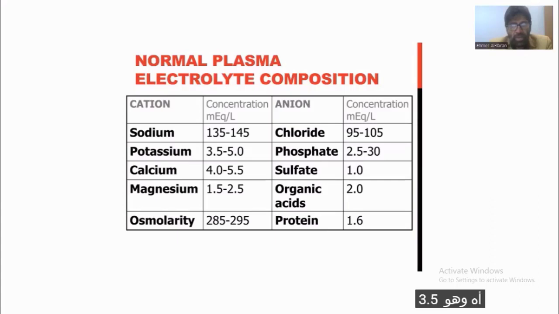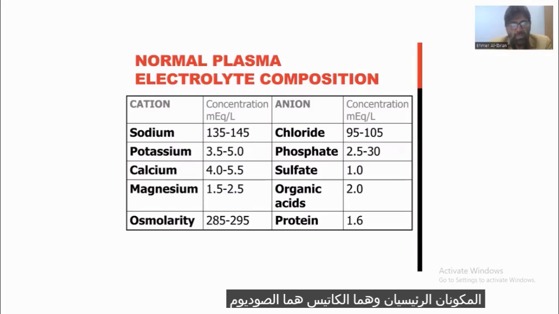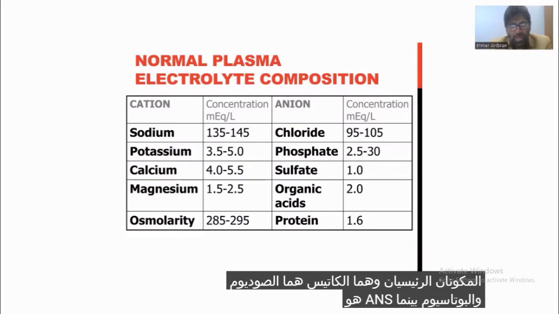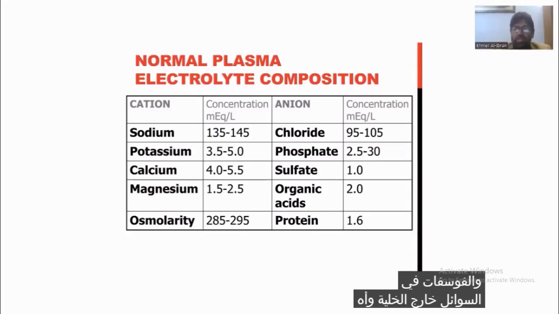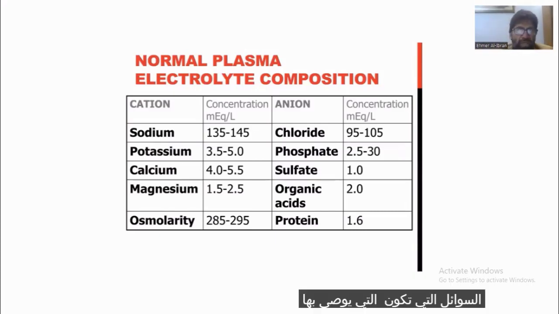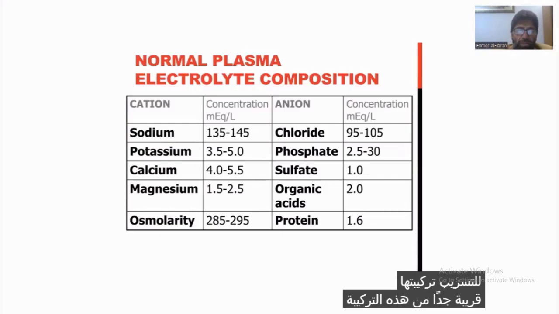Which is 3.5 to 5, and the potassium is 2.5 to 3. This is the composition of the electrolytes present in the normal plasma. The main two components, which are cations, are sodium and potassium, while the anions are chloride and phosphate in extracellular fluid. And the fluids which are recommended for infusion, their composition is very close to this composition of the plasma.